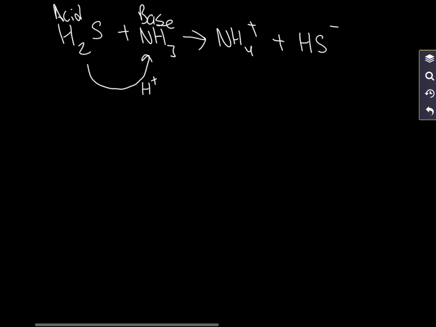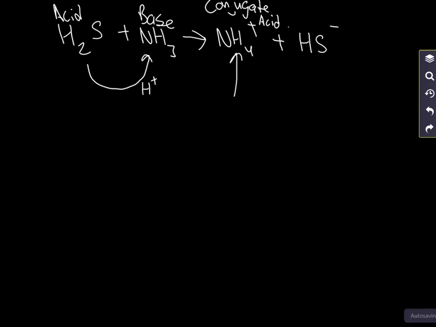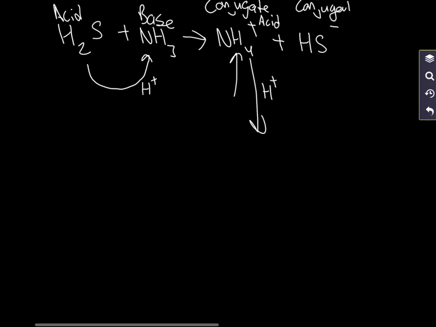Now, the thing that got donated the proton, the NH3, becomes NH4 plus, and this thing is called the conjugate acid. What this means is that this NH4 plus can actually spit out this H plus ion. So it can technically act as an acid, right? It can release this H plus ion that it just gained. And the thing that lost the H plus ion, the thing that was originally an acid and became a negatively charged compound, is called your conjugate base.